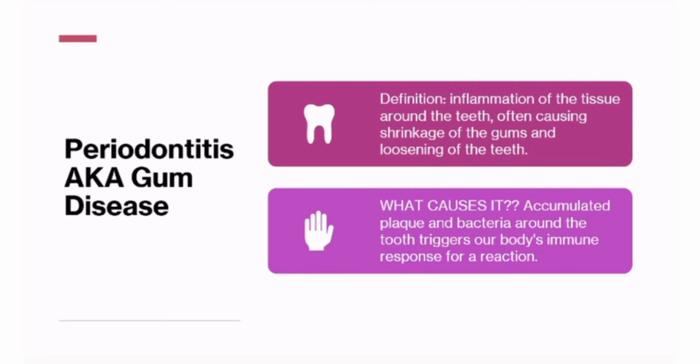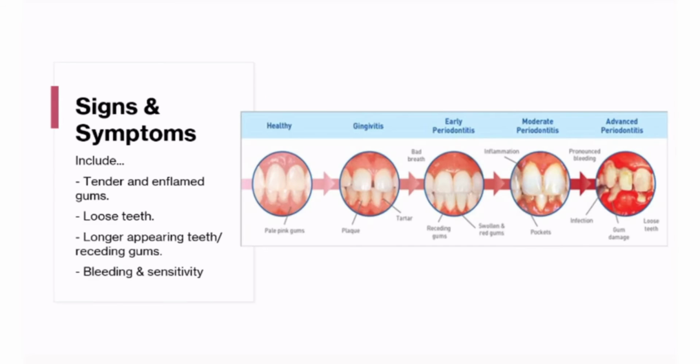Periodontitis is most commonly known as gum disease, and this is when the inflammation of the tissue around the teeth causes shrinkage of the gums and loosening of the teeth. Plaque and bacteria around the tooth triggers our body's immune response for a reaction. Clinical signs and symptoms of gum disease include inflamed gums, bleeding, loose teeth, as well as foul breath.